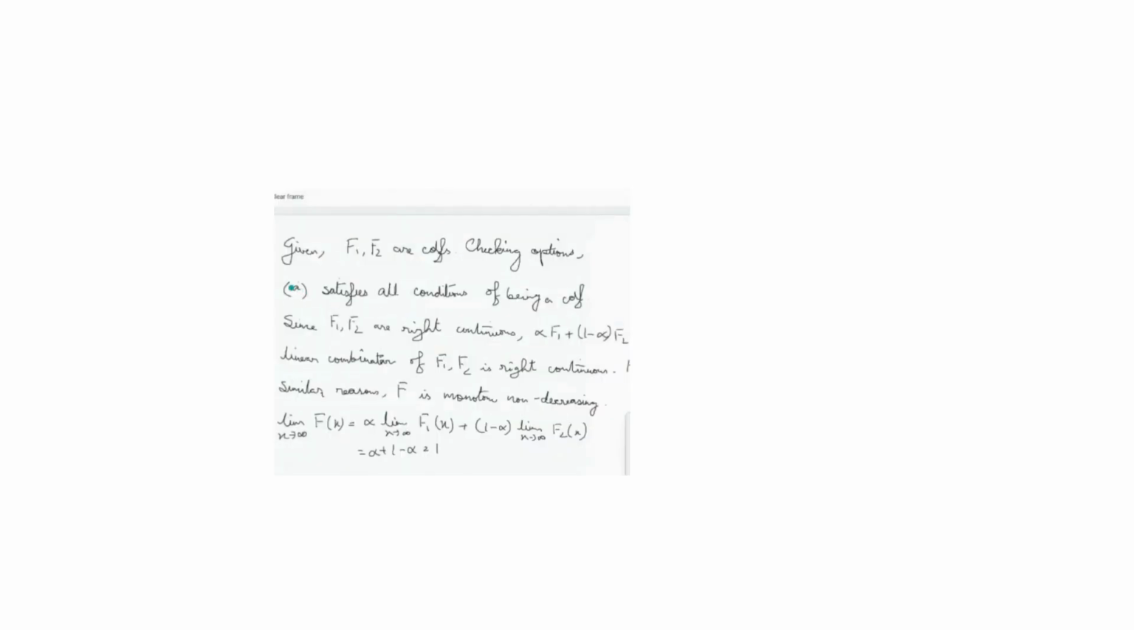Here we are given two CDFs F1, F2. And in part A, which is the convex combination we're talking about, it is right continuous, since it's a linear combination of F1, F2. And for similar reasons, it's monotone non-decreasing as well. And I just put the limits at infinity. So it comes out to be alpha plus 1 minus alpha, which is 1. And at minus infinity, it's alpha into 0 plus 1 minus alpha into 0, which is 0.